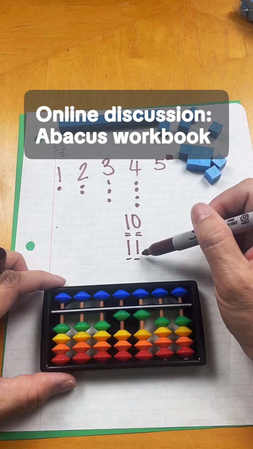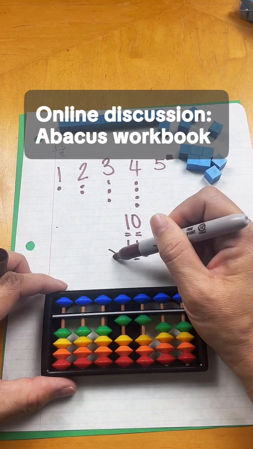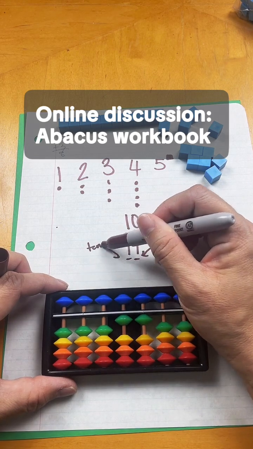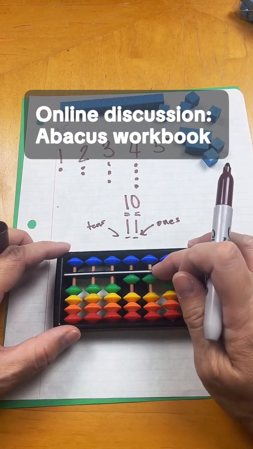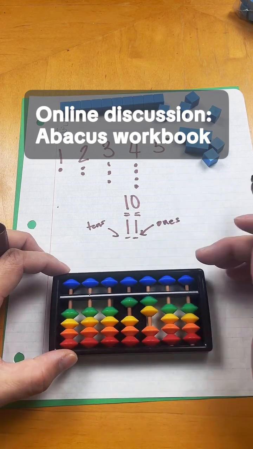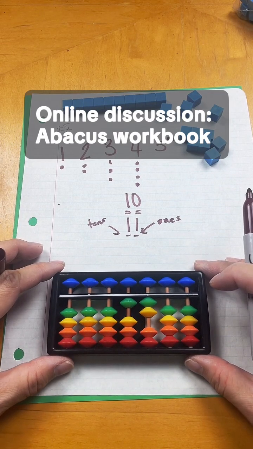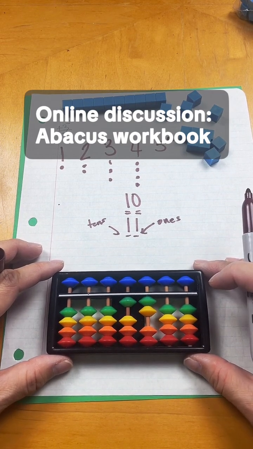If you notice, this is the ones, right? This is the ones column, and then this is the tens column. Just like on the abacus, this is the ones column, and this is the tens column. So then if I do this number, anybody know what this number is? Go ahead and comment if you know what this number is.